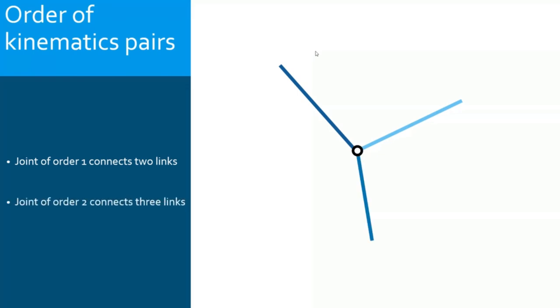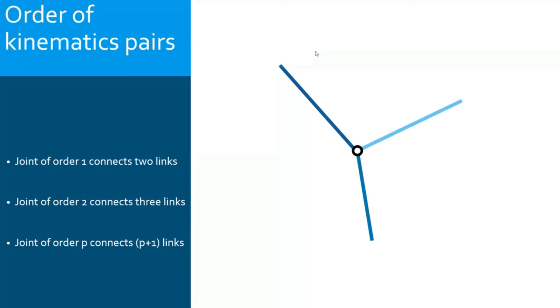Also, an important thing is the order of the joint or kinematic pair. This depends on how many links are connected using that joint. It's a very simple concept. If I have a joint that connects two links, I will say that the order is one. If it connects three, the order is two. And of course, if it connects P plus one links, the order is P. So always the order of the joint is the number of links it is connecting minus one.